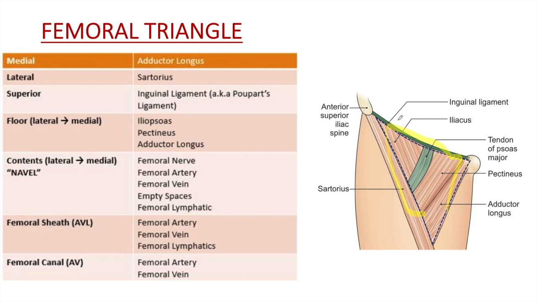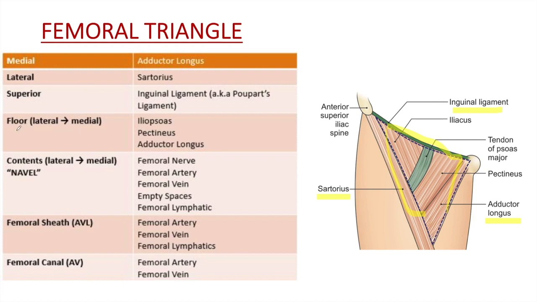The femoral triangle is bounded superiorly by the inguinal ligament, medially by the adductor longus, and laterally by the sartorius muscle.